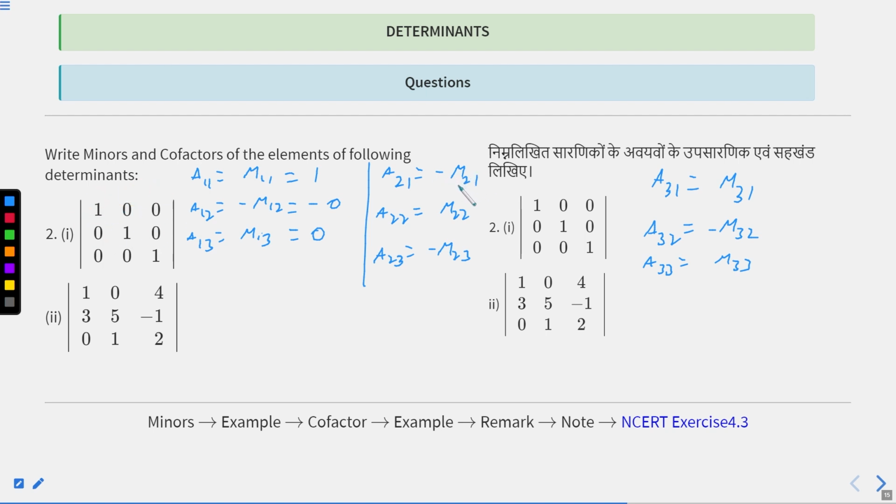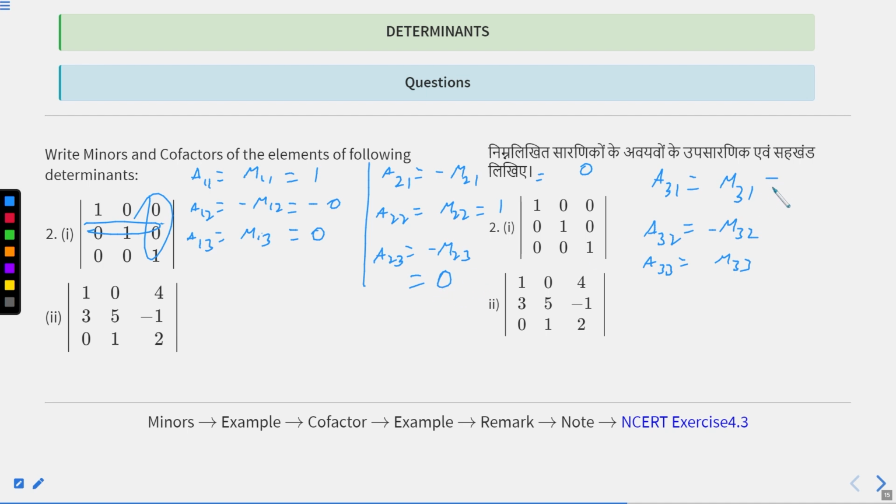Now for A21, it will be minus of M21. M21 means eliminate second row and first column. You are left with these entries, and on finding the determinant you will get 0. So it will be just 0. For A22, it will be the same as M22. M22 means eliminate second row, second column. You are left with these, so you will have 1 as your minor. Now for minus of M23, eliminate second row, third column. You will get your determinant as 0, so your cofactor is also going to be 0.